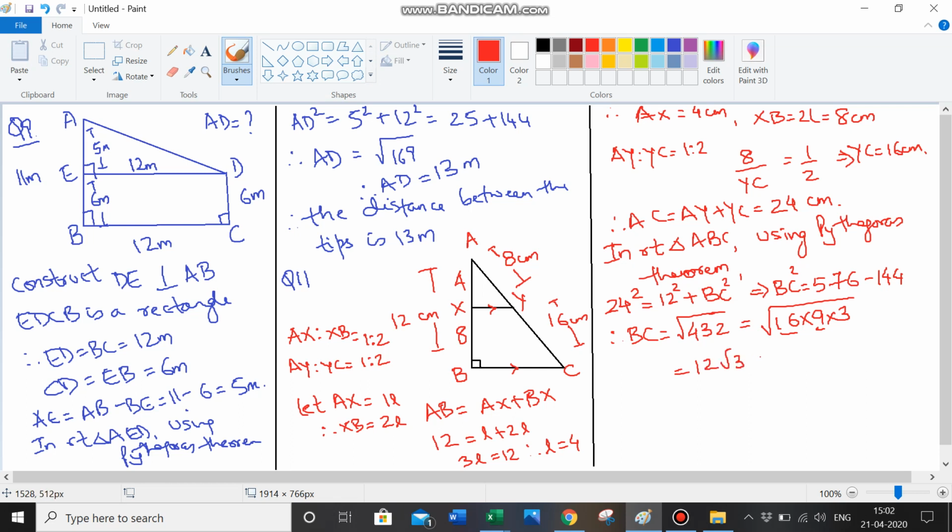What's the unit given? Centimeter. So 12 root 3 centimeter, or if you multiply this with 1.732, you'll get the answer as 20.78 centimeter. You can leave your answer here or here because the question doesn't say give answer in decimal.